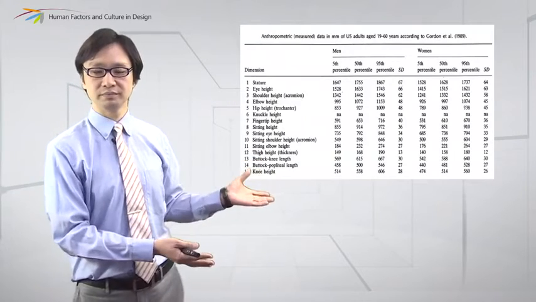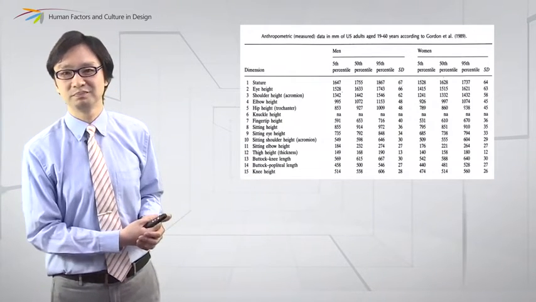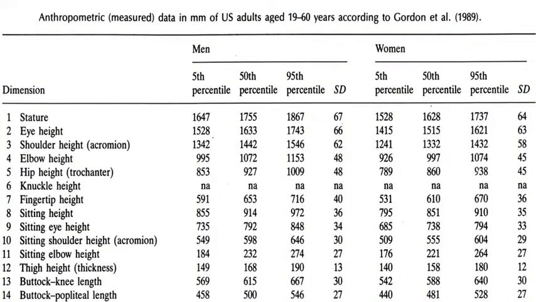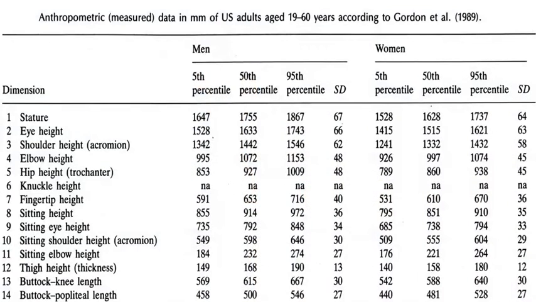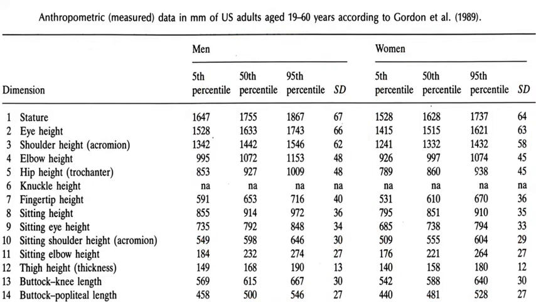Let me give you one example of anthropometry. I'm showing the anthropometric data in the United States. It was issued in 1989. And the data is in millimeters of American adults aged from 19 to 60 years old. And you could see two groups of the data. The first group about men, the second group about women. And the first dimension is stature, basically body height.